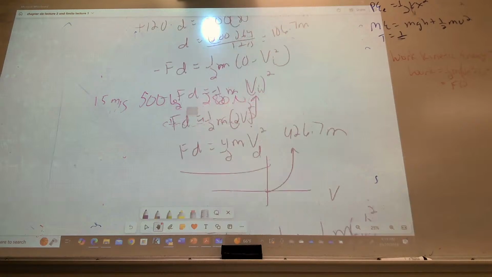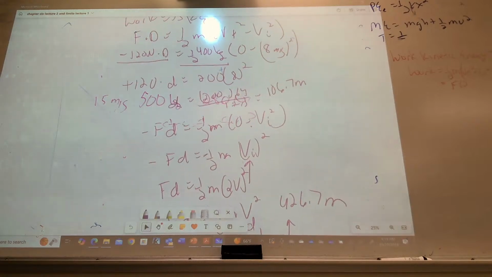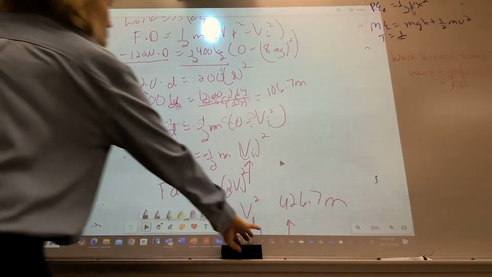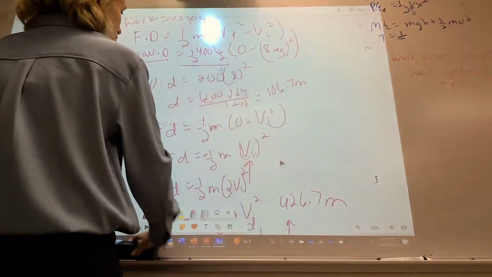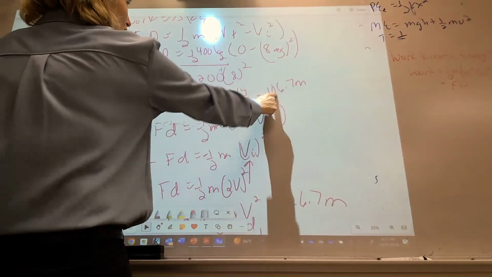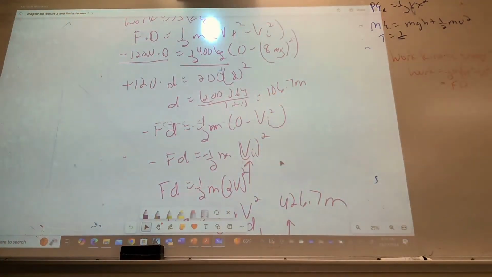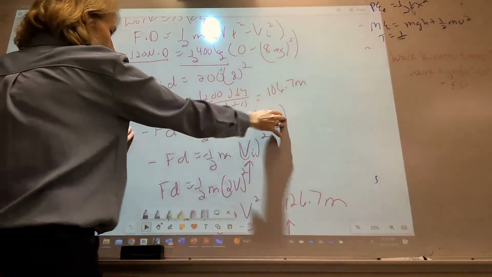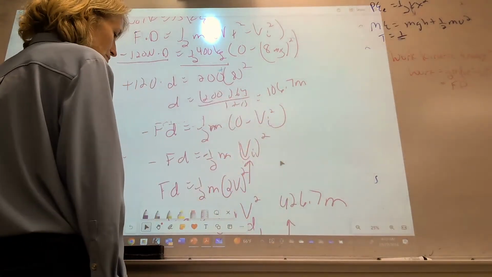106.7. Wait, how'd you get that? We went 120. We have 1/2 400, which is 200. 0 minus 8 squared, which is 64. The two negatives cancel, so you get 200 times 64 divided by 120. This was the equation. We've canceled out our negatives.